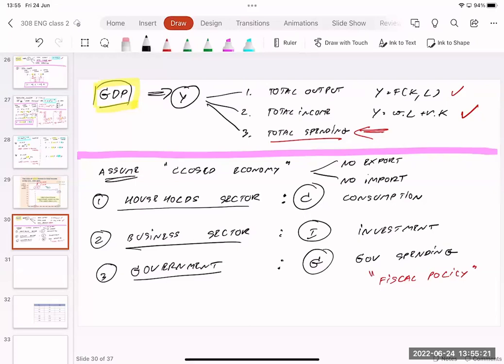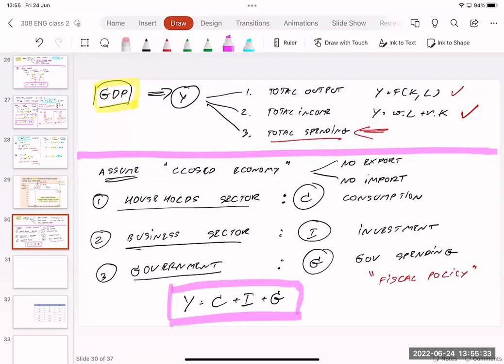Together, the total spending in the closed economy comes from consumption, investment, and government spending. We have this equation: Y equals C plus I plus G. We're gonna talk about the open economy later on in the next chapter. In this chapter, we focus on the closed economy first to make it easy. So for the closed economy, total spending Y equals the spending of the household sector, which is consumption, the spending of the business sector, which is investment, and the spending of the government, which is G. Y equals C plus I plus G. That's it.